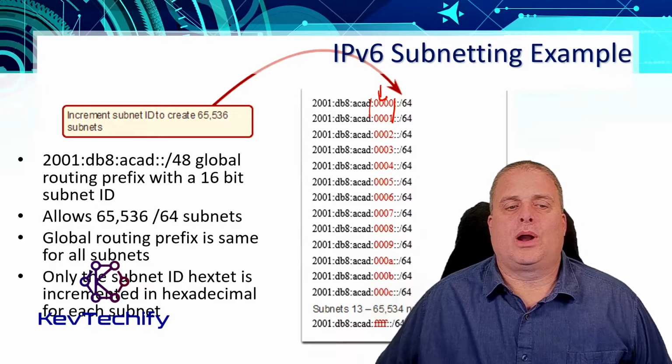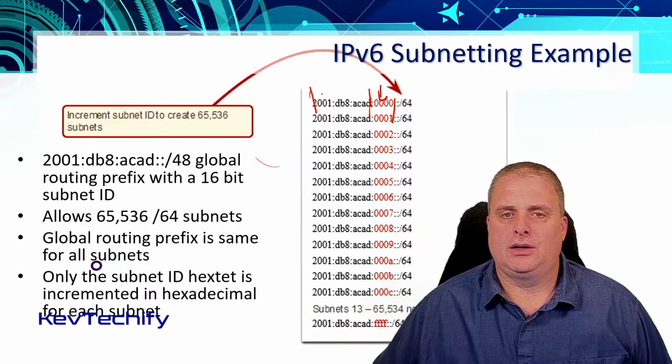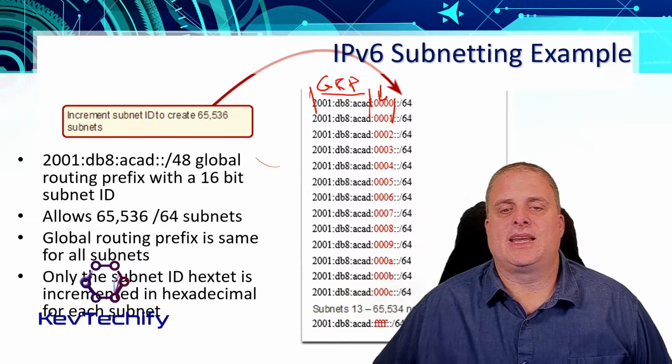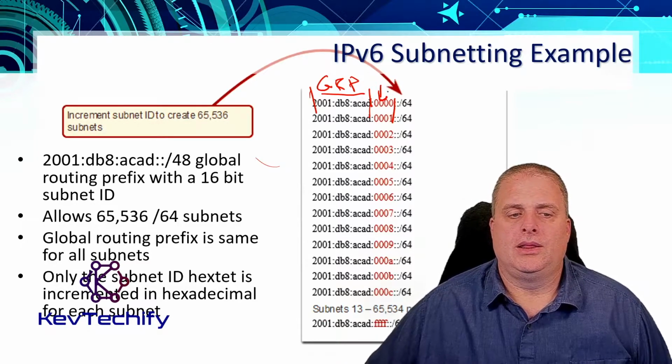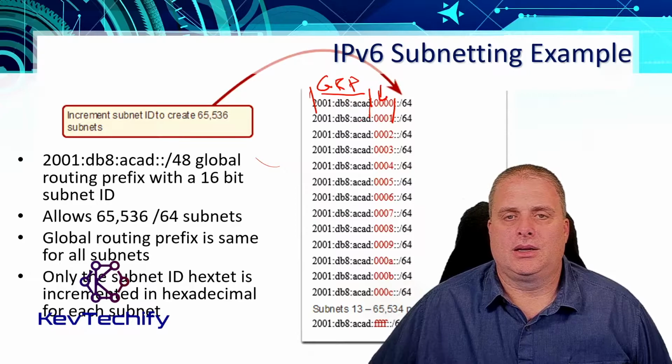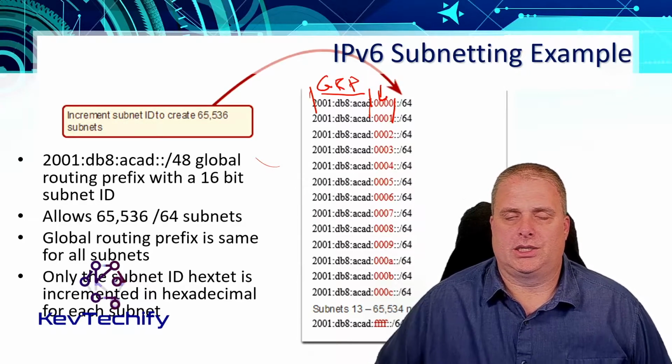The global routing prefix, this portion right here, is the same for all subnets. Only the subnet ID here is incremented; it is the only one changing.